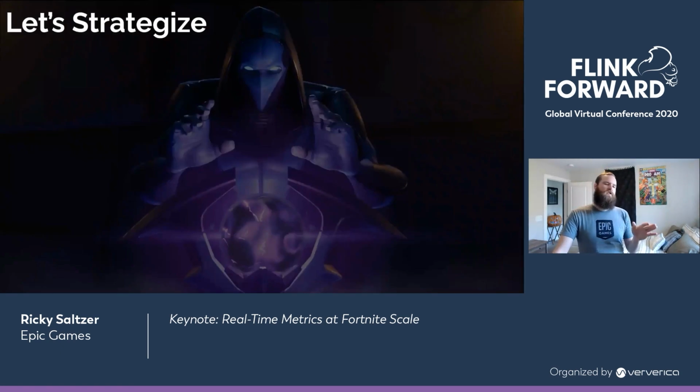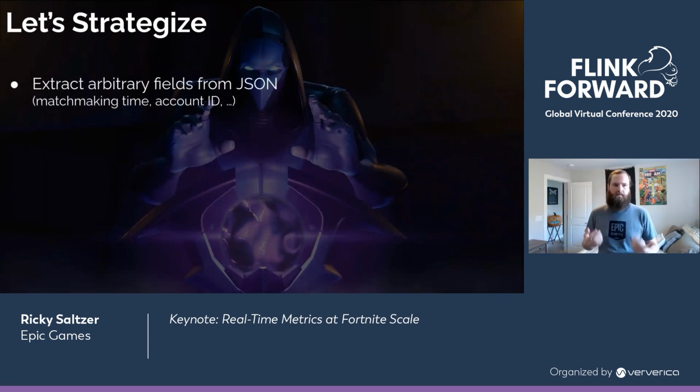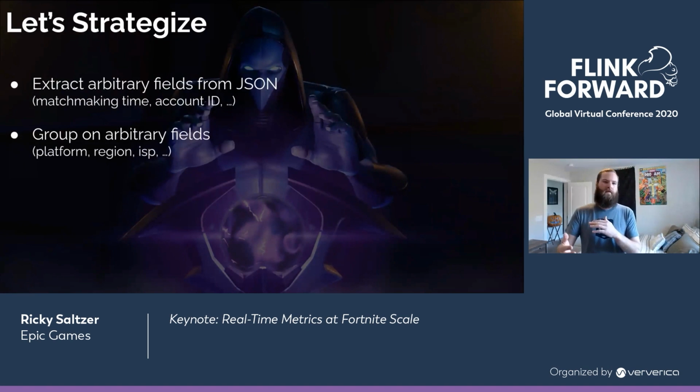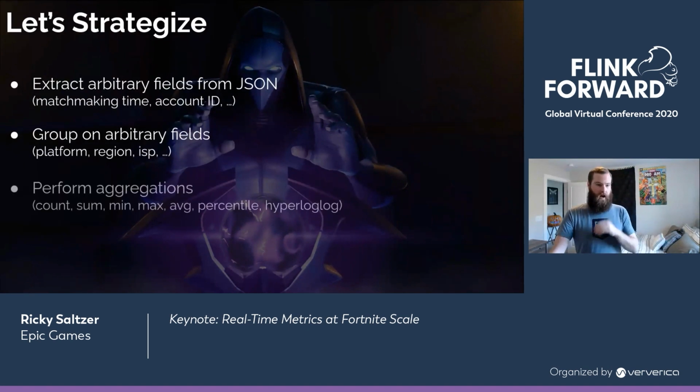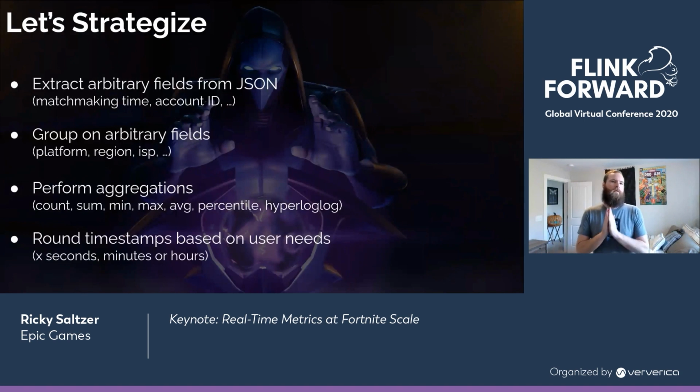So let's strategize on how we would even go about doing this. We're trying to extract arbitrary fields from JSON, so maybe like matchmaking time or the account ID, for example. We also want to group on arbitrary fields, like the platform, the region, the ISP. And we want to be able to perform some sort of aggregation over the numerical or non-numerical data, depending on the aggregation type. So like count, sums, min, maxes, percentiles. We're going to be talking about the last one here, HyperLogLog, which is a way to perform an approximate count distinct on a certain field. And we also want to be able to round timestamps based on the user needs. So I'm going to try to visualize that here in a minute and make a lot more sense.